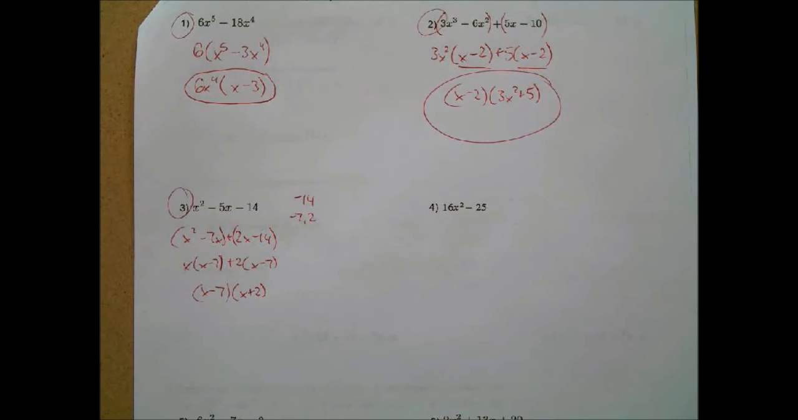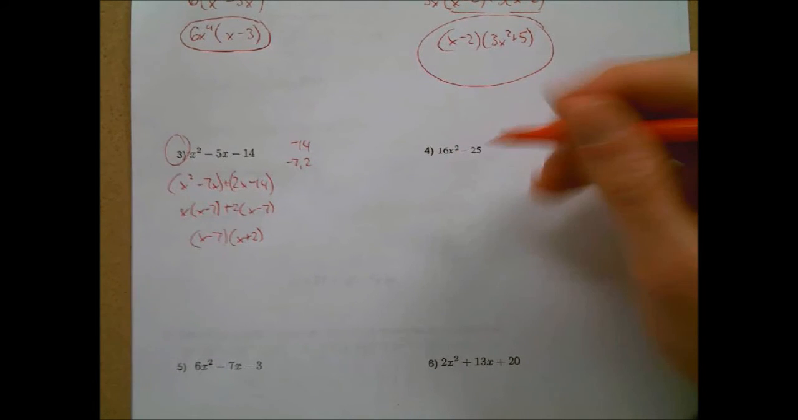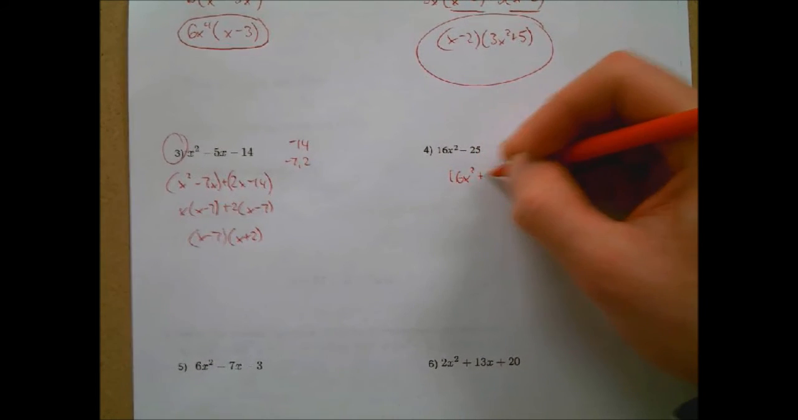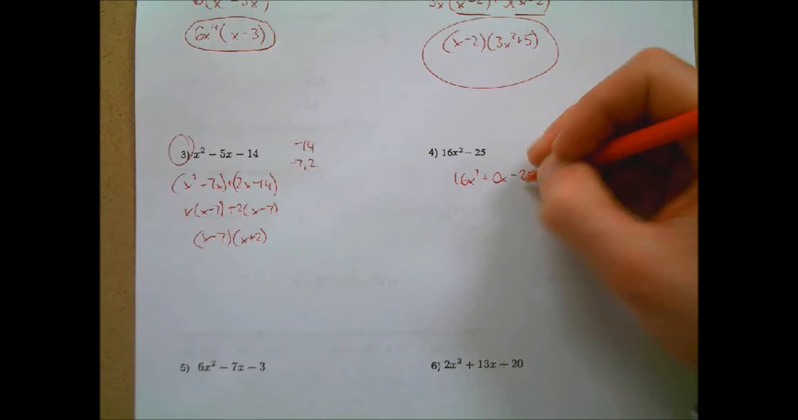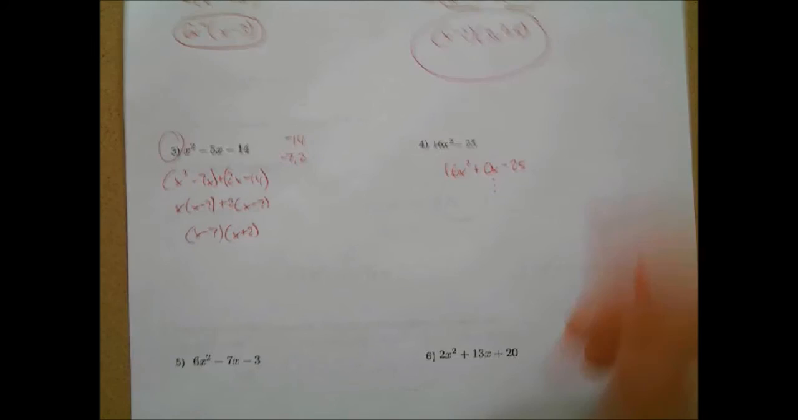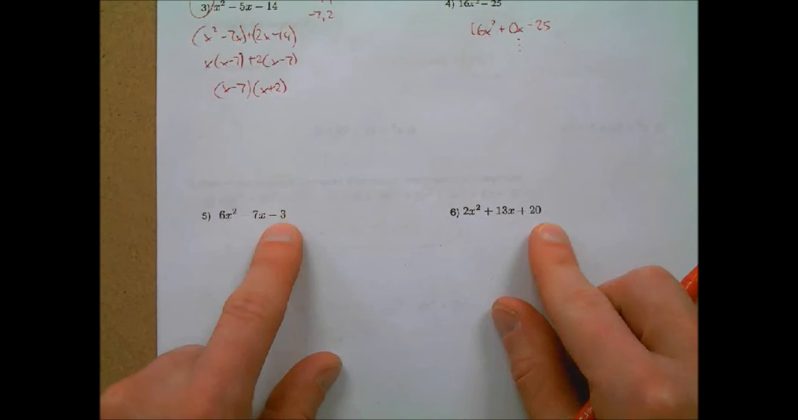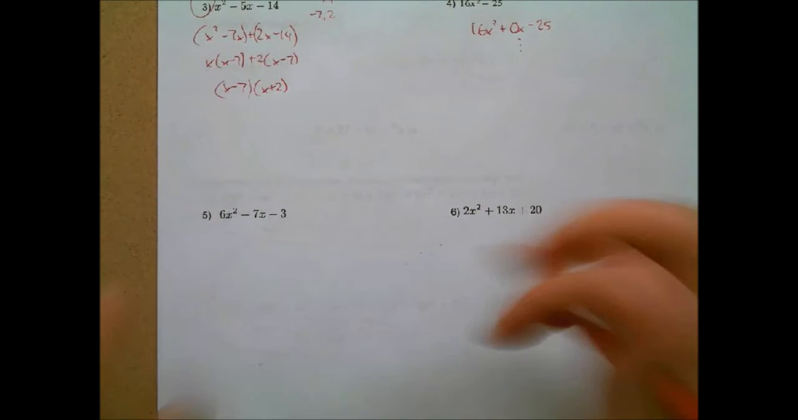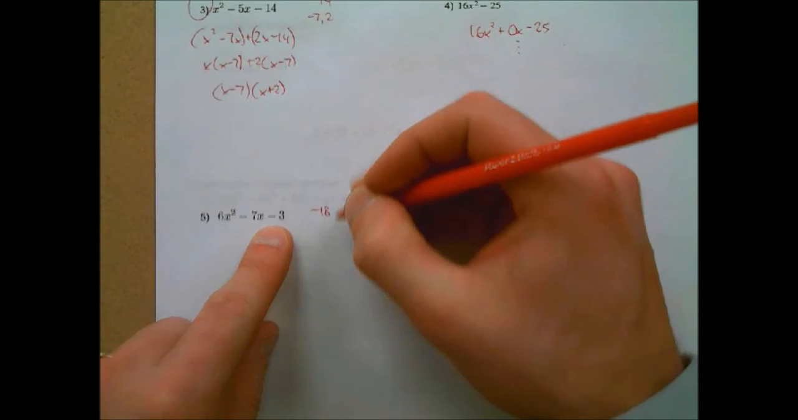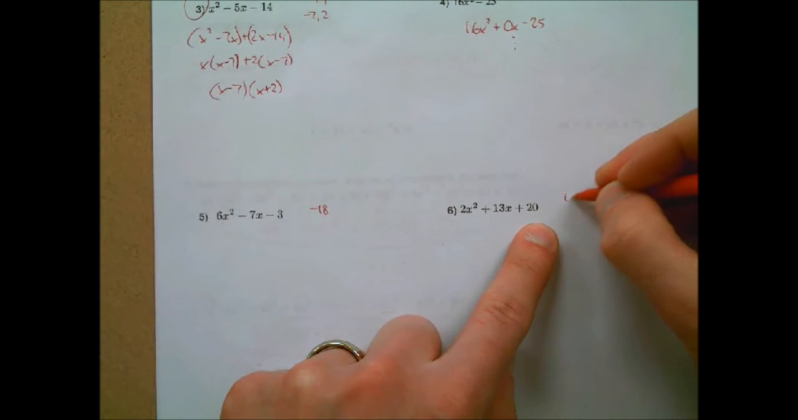Now we're running short on time here, so I just want to briefly discuss some of these other ones. Number 4, that's one of those difference of squares problems where you're going to want to put in a 0x here, and then factor from there. Numbers 5 and 6, take your lead coefficient, multiply it to the back, and again, just look for 2 numbers. So this one will be 6 times negative 3, negative 18. Look for 2 numbers that multiply to negative 18 but add to negative 7. And then 2 times 20 is 40. Look for 2 numbers that multiply to 40 but add to 13.